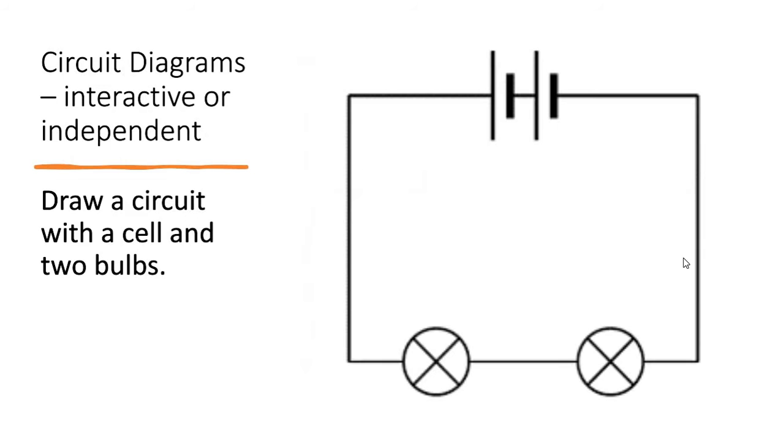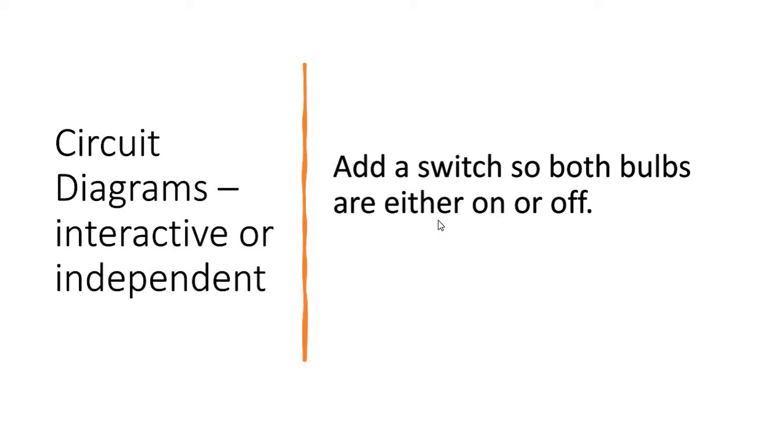How does yours look? Does it look something like that? In my picture, I've actually got two cells here. I've got a battery, and I've got my two bulbs or lamps. Let's have another go. I'd like you to now add a switch, so that both the bulbs are either on or off. Look at your diagrams. Pause the video.